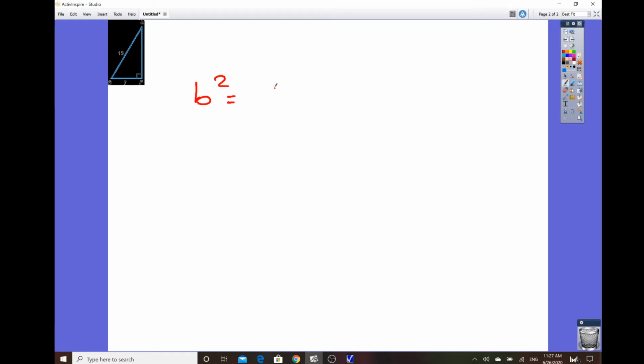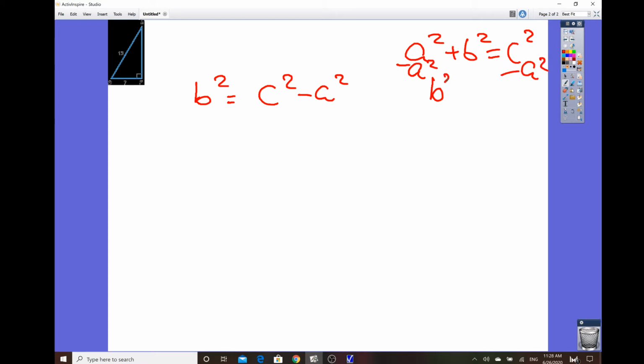So that equals c squared minus a squared. Because one thing we notice is a squared plus b squared equals c squared. If we try to convert the form algebraically, so we try to isolate that b squared, we subtract a squared on both sides. So we do have b squared equals c squared minus a squared. So that's how I come up with the alternate form for the Pythagorean theorem.